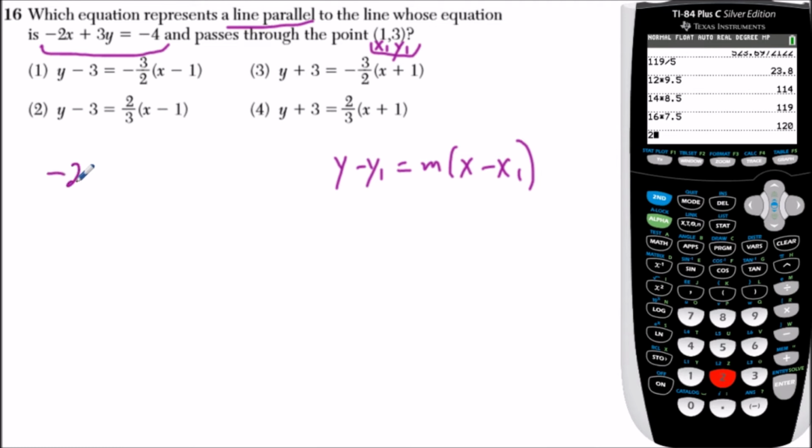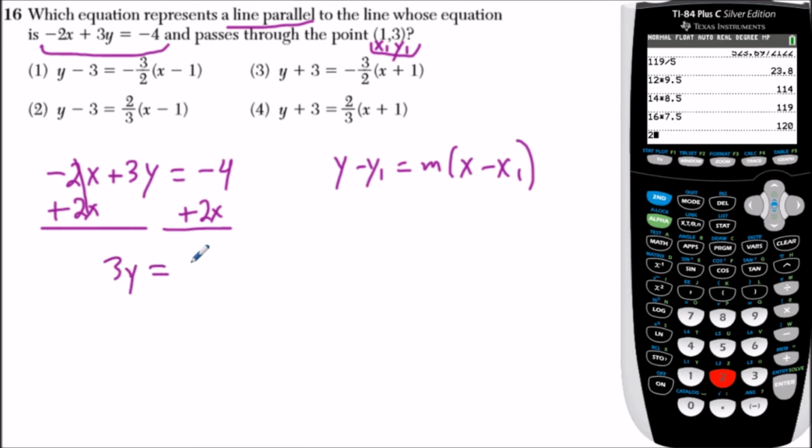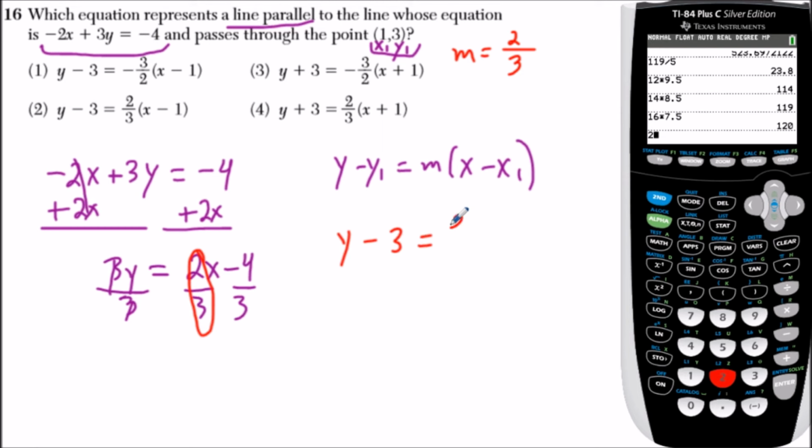So we're going to take this equation and solve it for y. This is the same as one of the earlier questions, so this concept showed up twice for this particular test. So we're just solving for y, so we do plus 2x on both sides. And now we're going to divide by 3. Okay, and this tells us, for this question, the slope is 2/3. So we have our x1, y1, and we have our slope of 2/3. So now just plug in. We have y minus 3 equals 2/3 times x minus 1. So in this case, we just match it. It's going to be choice 2.